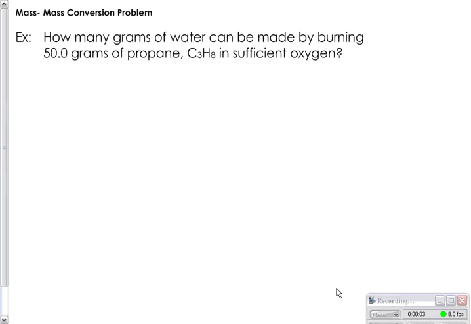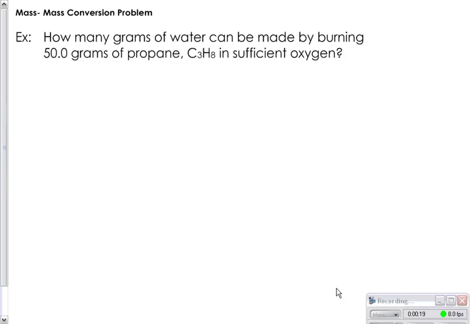This is an example of a mass-mass conversion problem for stoichiometry. If you look at the problem, it reads: how many grams of water can be made by burning 50 grams of propane, which is C3H8, in sufficient oxygen.